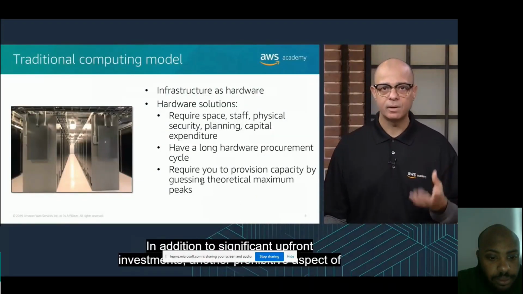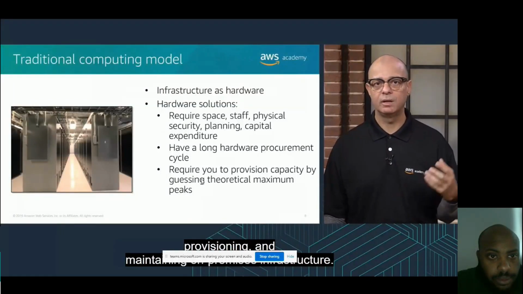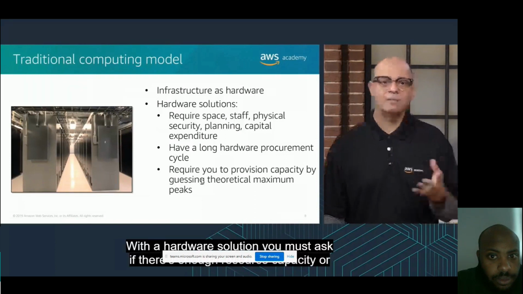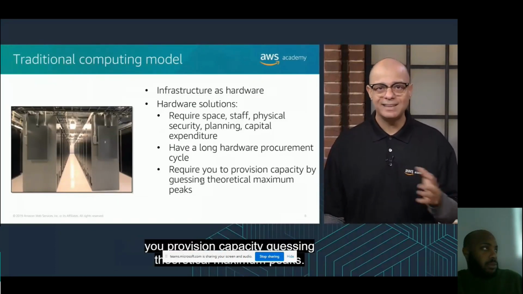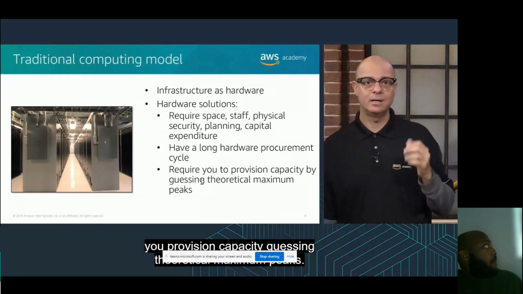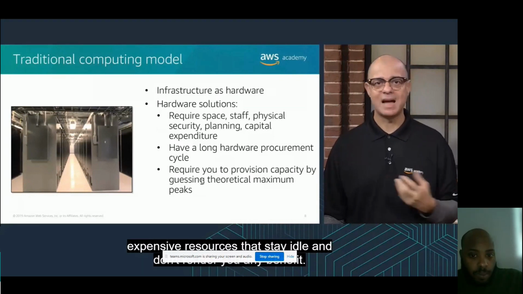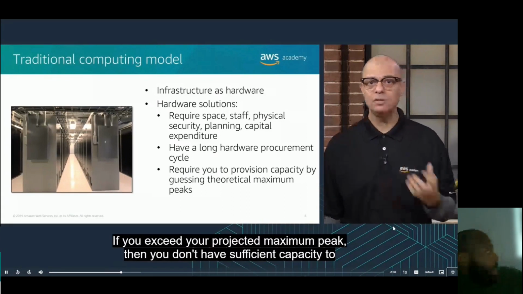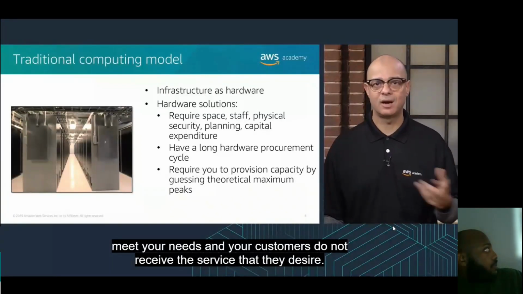In addition to significant upfront investments, another prohibitive aspect of traditional computing is the long hardware procurement cycle that involves acquiring, provisioning, and maintaining on-premises infrastructure. With a hardware solution, you must ask if there's enough resource capacity or sufficient storage to meet your needs. And you provision capacity guessing theoretical maximum peaks. If you don't meet your projected maximum peak, then you pay for expensive resources that stay idle and don't render you any benefit. If you exceed your projected maximum peak, then you don't have sufficient capacity to meet your needs, and your customers do not receive the service that they desire.